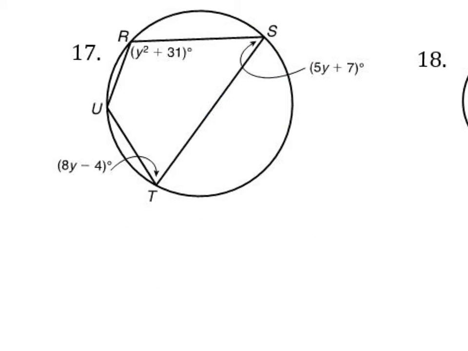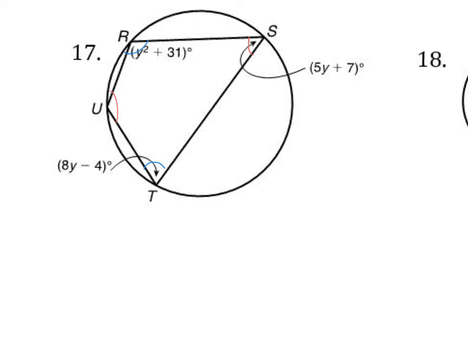Now, for the next problem, there's only one variable. So all my expressions only include y, but the first thing I notice is this y squared. So it's probably going to be a little bit harder than the previous problems. Now, focus on the theorem given. It's an inscribed quadrilateral. So once again, I know that opposite angles are going to be supplementary.